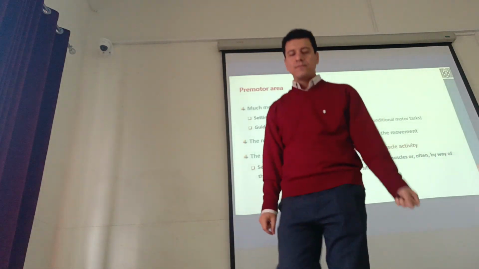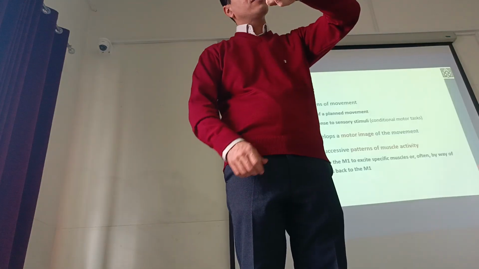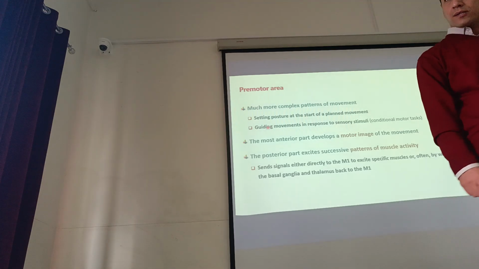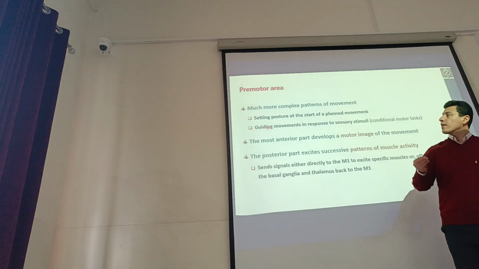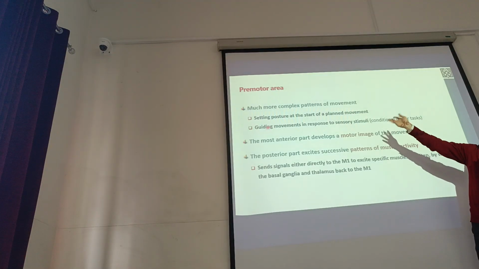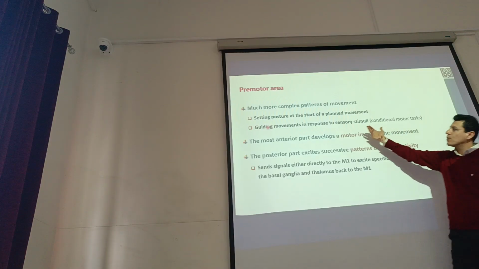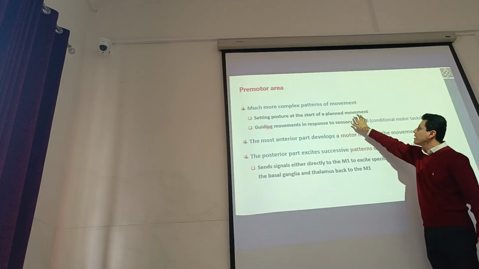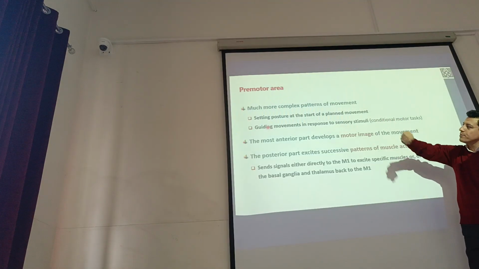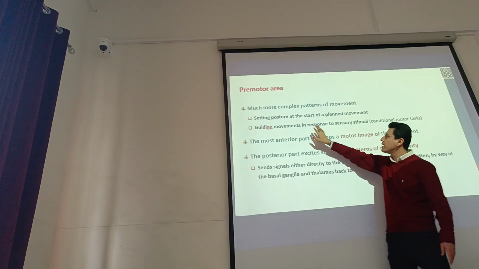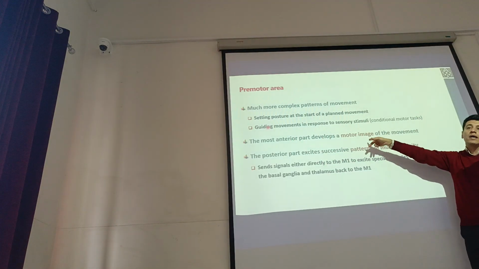Premotor area. So premotor area is also important for planning of movements, right? So these two areas, premotor and supplementary motor area, are both involved in complex patterns of movement. So when the movement is complex, both of these areas should be involved, right? So setting the posture at the start of the planned movement is controlled by premotor area. But something more, premotor area is important for guiding movements in response to sensory stimuli.